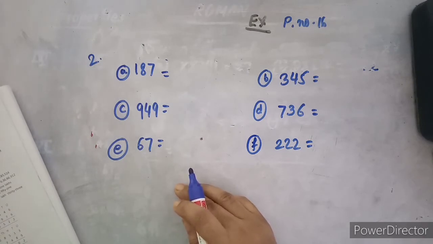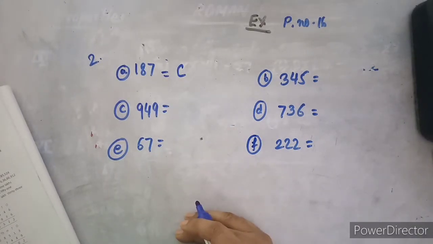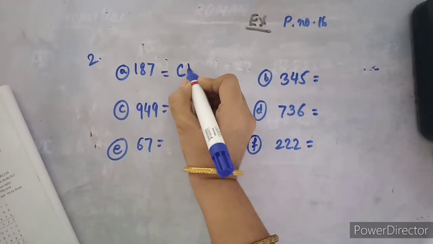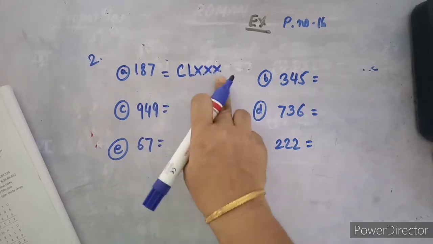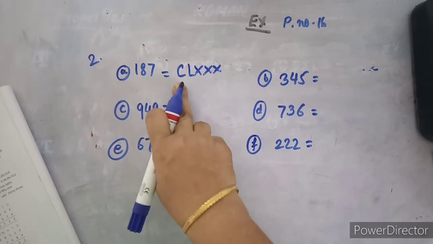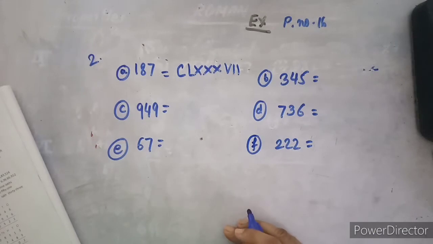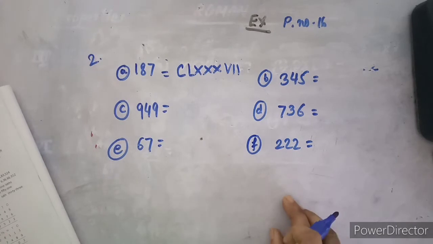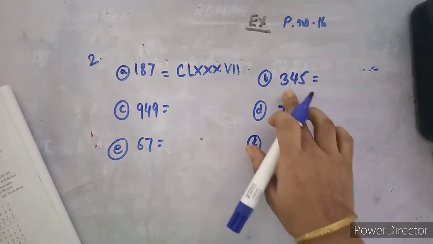Okay, now the first number is 187. Now for 100, the standard symbol is C. I wrote the symbol for 100 for you, it is C, right? And then what is left is 80. 80 means 50 and 10, 10, 10, that is 80. Okay, this is 80. So 100, 80 and 7 also you know. Okay, this is 7. So this is the way you are writing the Roman numeral for 187. Okay, now go for the second one.